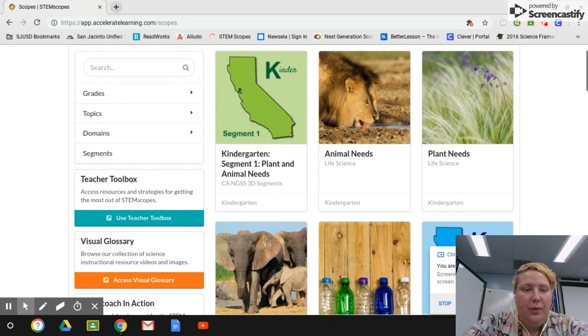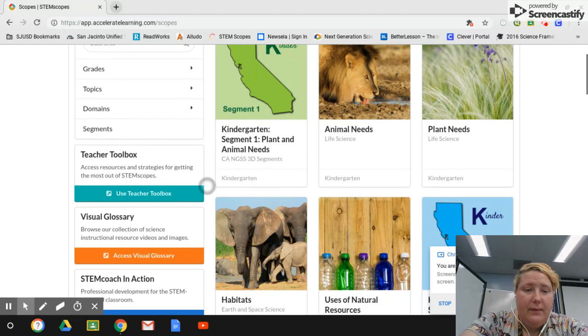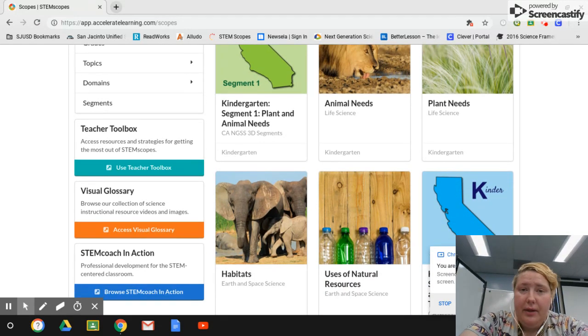Your teacher toolbox gives you different resources like a pacing guide, the favorites of lessons that you bookmark. It gives you some material list planning resources.